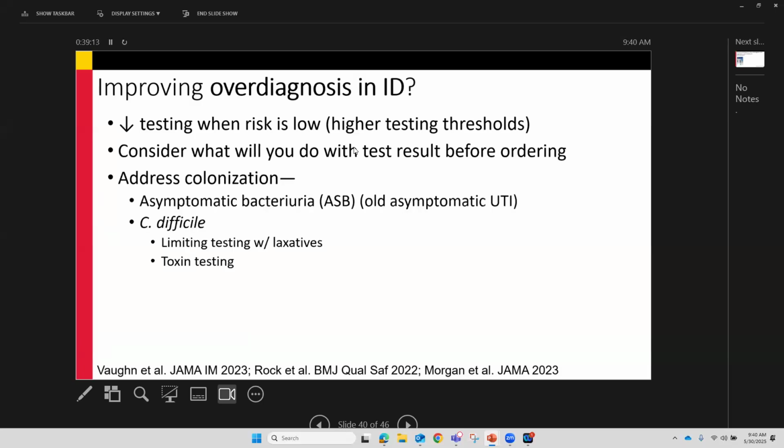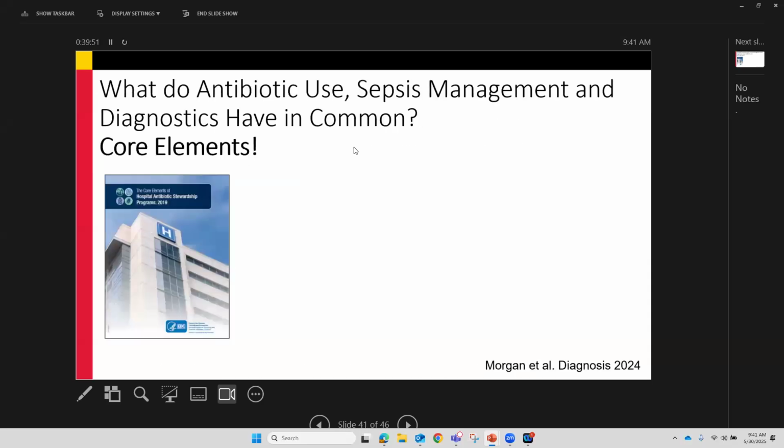And realize that in ID, we have to deal with colonization. There's a lot of people who have positive tests because bacteria or viruses are there, but not causing disease. And infectious disease is interesting because we just created a new diagnosis. We used to treat too many people who had asymptomatic UTI. So we created a diagnosis of not UTI when they have a positive test, which is asymptomatic bacteriuria. So we can define that. And it's had limited impact maybe in clinicians, but I think it's a great idea of trying to create a diagnosis that is something you don't treat with antibiotics. In C. difficile, this idea of limiting testing with laxatives or using toxin as the final test.